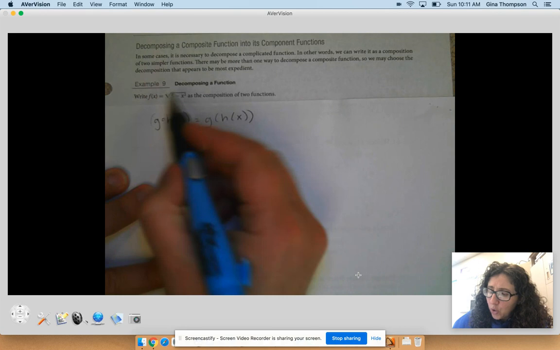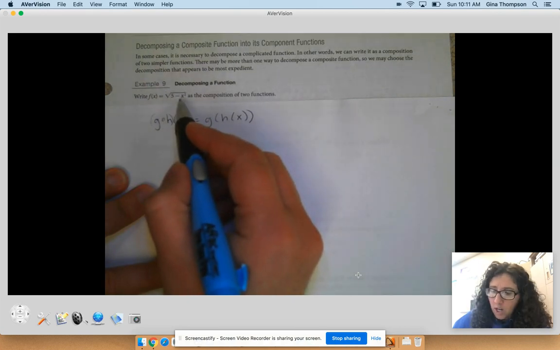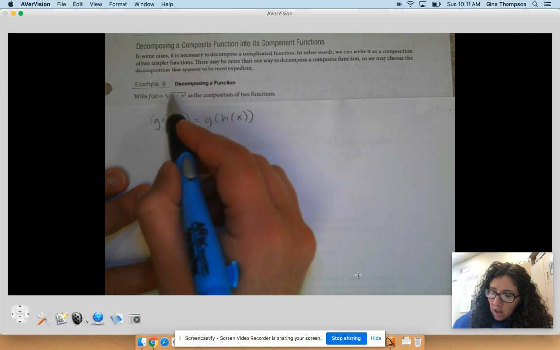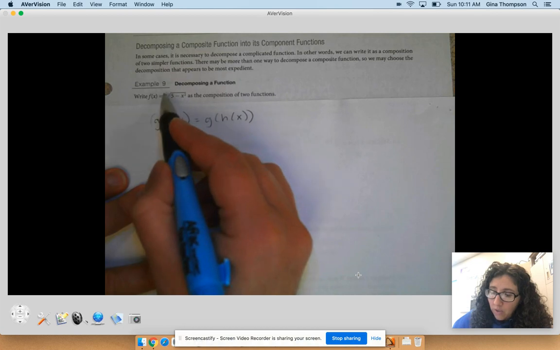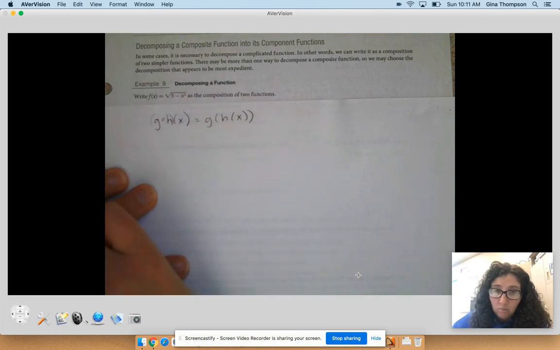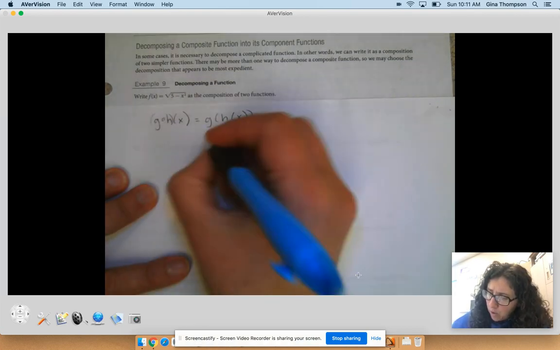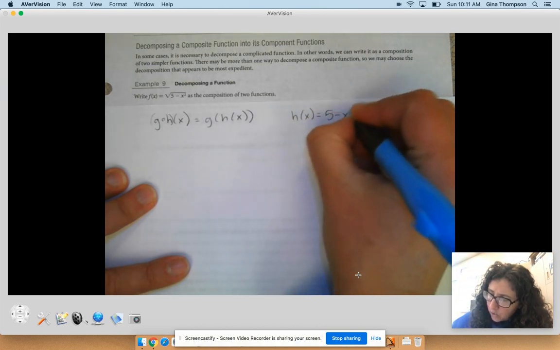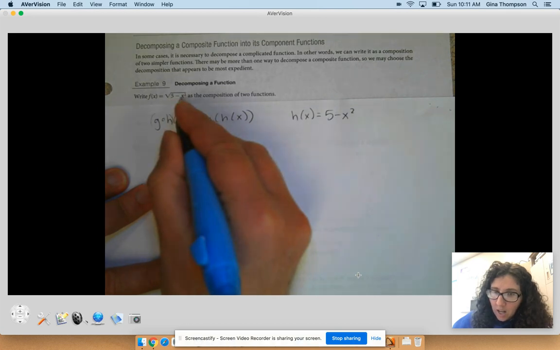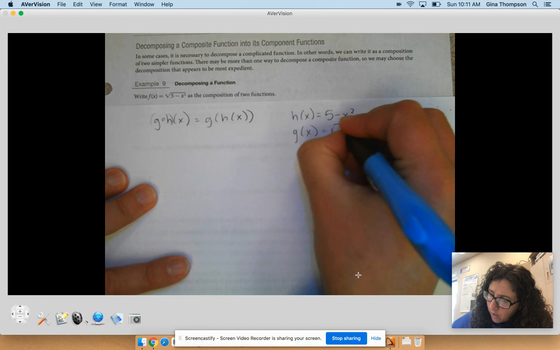Well, let's look. We've got a square root, and then we've got the thing under the square root, right? So I'm thinking that one of the functions could be 5 minus x squared, and one of the functions could be a square root, right? Well, we're taking the square root of this thing inside. So what if we wrote it like h of x equals 5 minus x squared, right? That's kind of the thing inside. And the thing outside is the square root of x.